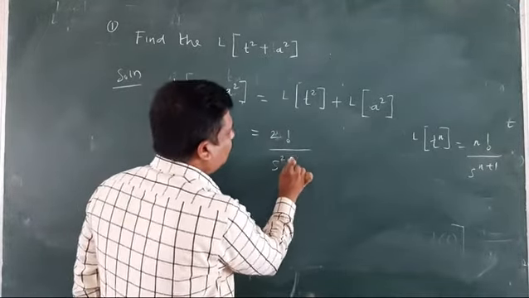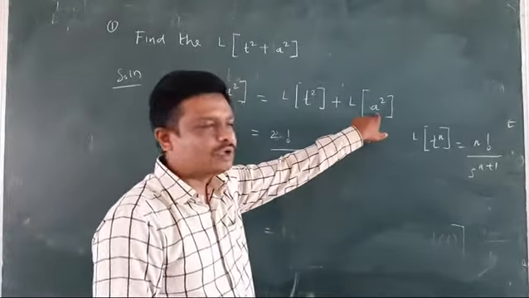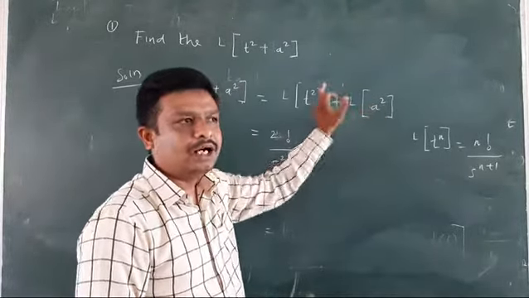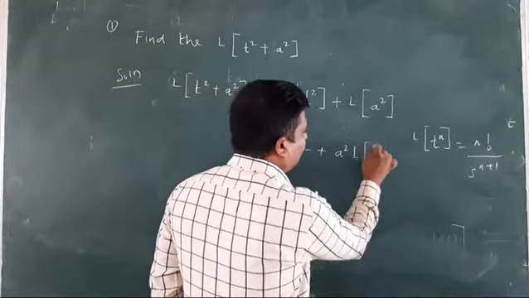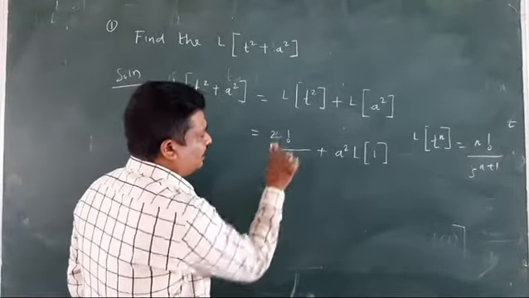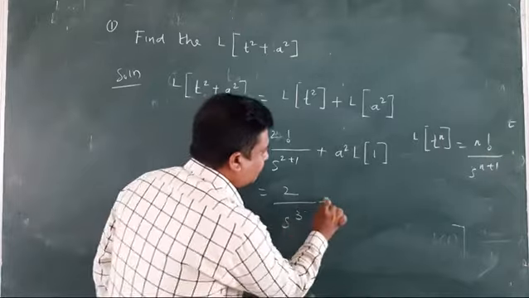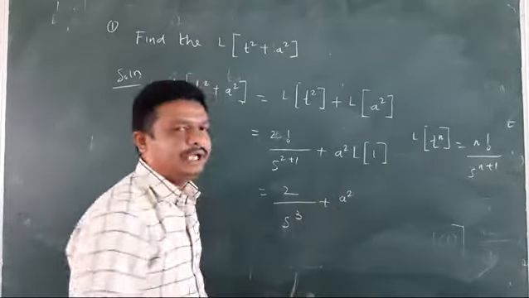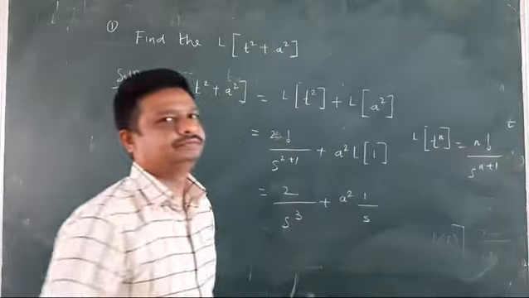s to the power of 2 plus 1, plus here a square is a constant. I will write a square outside the Laplace sign. So the remaining is L of 1. So this implies 2 factorial is 2, upon s cube plus a square. So we know that Laplace of 1 is 1 upon s.